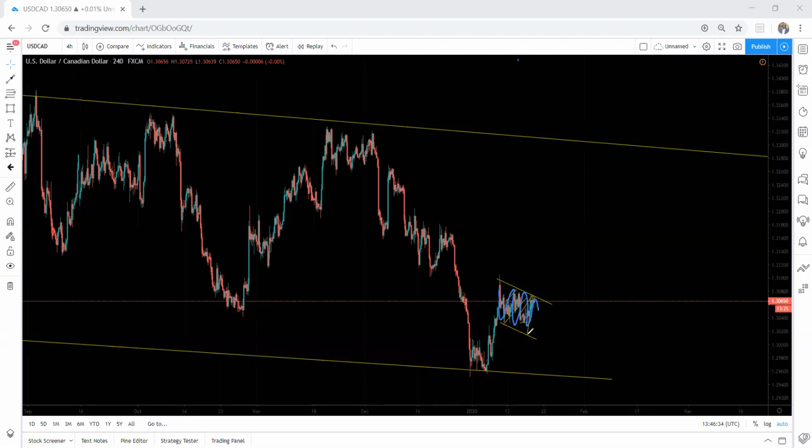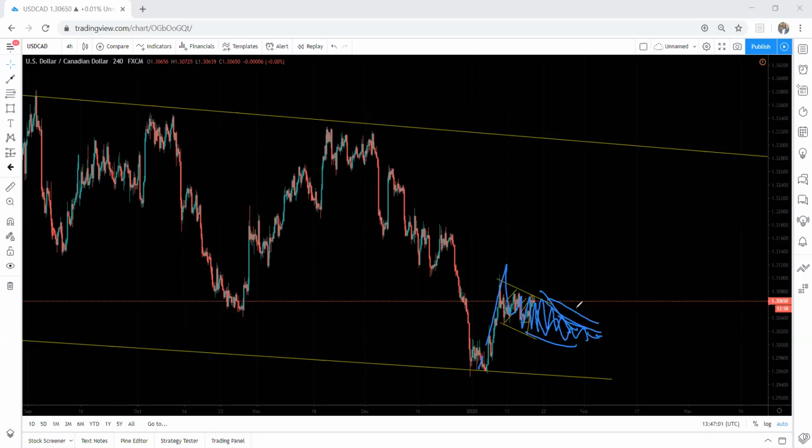Let it correct. At the point that this breaks out with a candle that closes above this upper trend line, we can get in for a buy and ride it to the top for USD CAD. For now, it's still premature, because I see this corrective structure as too small. Let it build up, let it gather enough data.